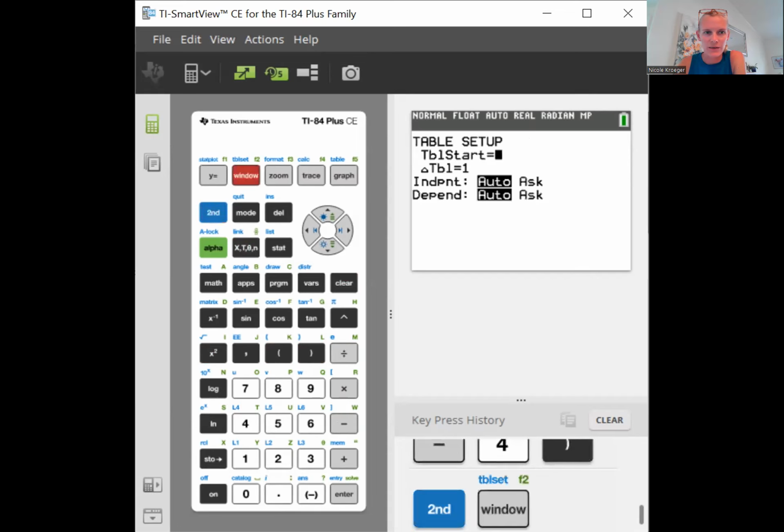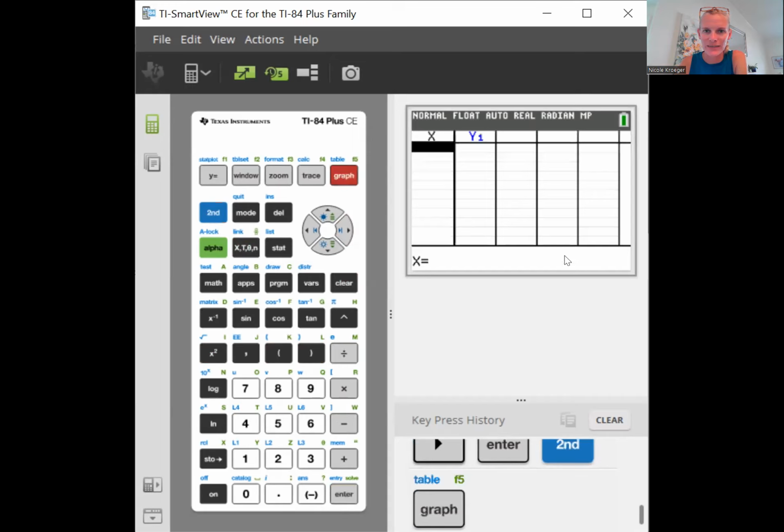If I go to second table set, I'm going to choose the independent variable. I'm going to choose that to ask. If you do this once, then your calculator will keep it in there, so we probably just have to do this once. And then we go to second, and graph gives me my table. Notice there are no x values in my table right now, and that's because I changed that to ask.